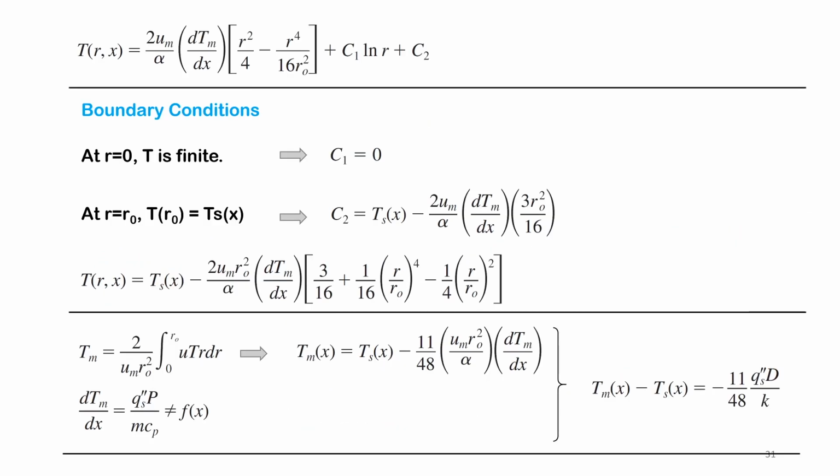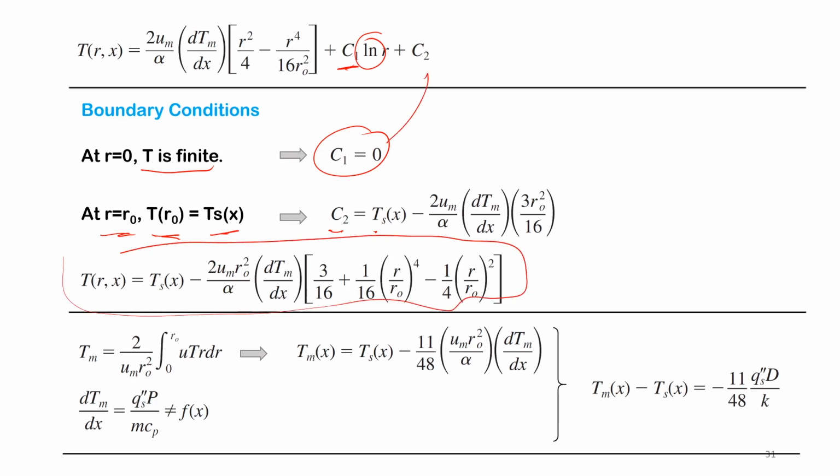And if you use the boundary conditions, at r equal to 0, T is finite. So this means the log term, C1, should be 0. At r equal to R, the surface temperature is equal to the pipe temperature. Then from there you can find C2, and if you combine everything, you get this expression. So this is the temperature profile as a function of r and x. And if you want to calculate the mean temperature, we use the definition of the mean temperature.